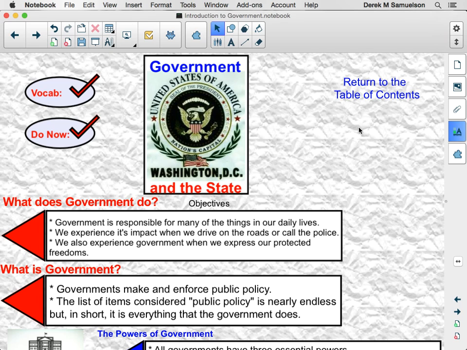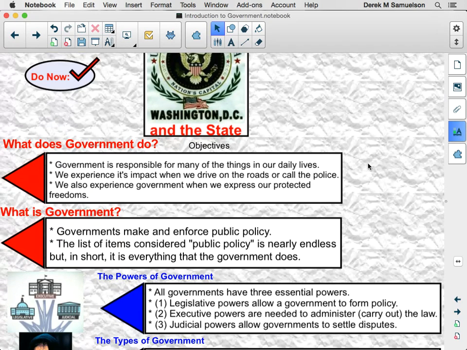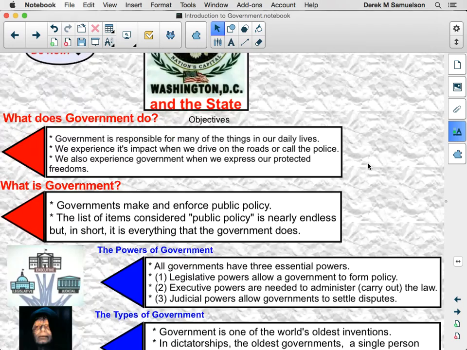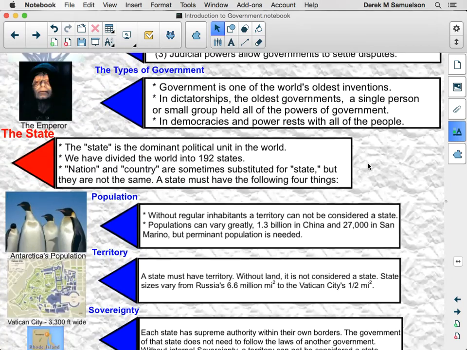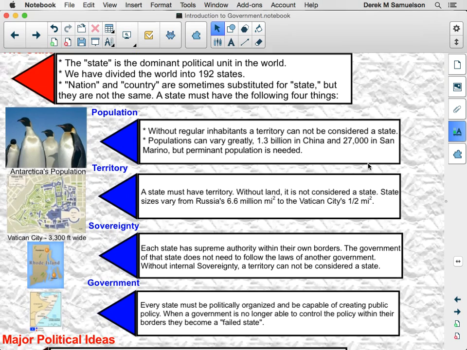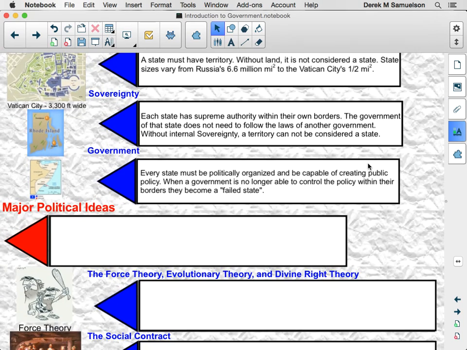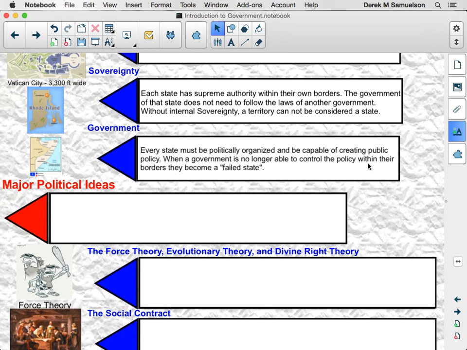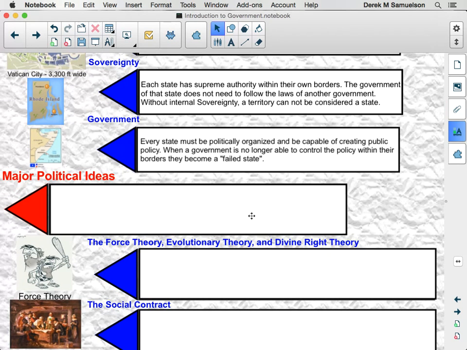This is going to be part 2 of our lesson on government and the state. In part 1, we looked at what government does and what government is. We talked about the powers of government and different types of government that exist. We also looked at the state and the 4 qualifications to be considered a state. Today, we're going to be getting into some major political ideas and then be talking about the purpose of government.